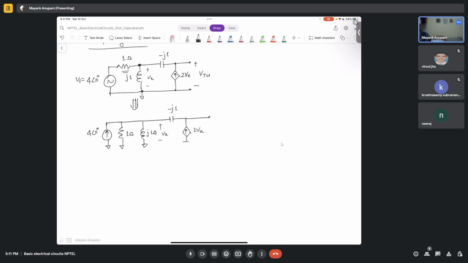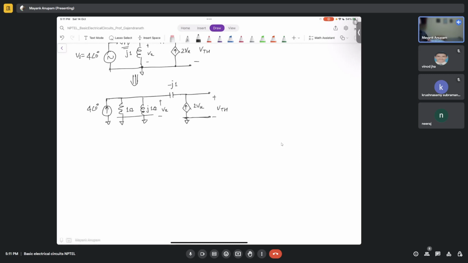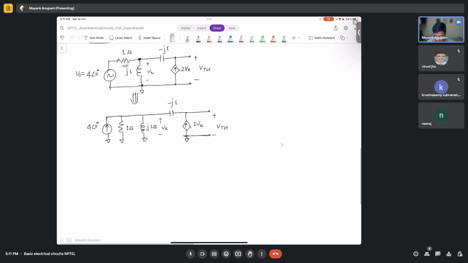You want to find this voltage Vth. See, this whole thing becomes equal to how much? Simple, 1 plus j. Oh, sorry, this is a parallel combination of two resistors, so the equivalent impedance becomes 1j divided by 1 plus j. You already saw it. Yes, sir. Correct? And this is multiplied by this 4.